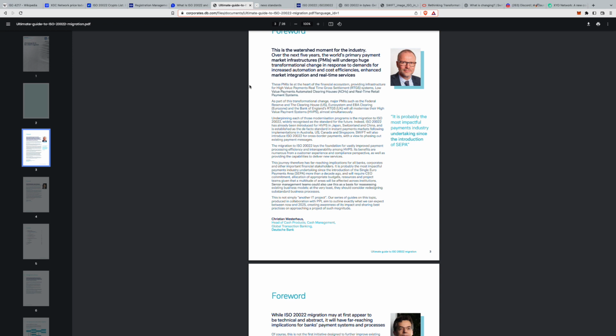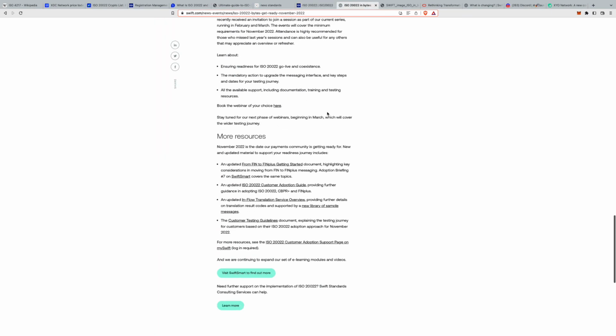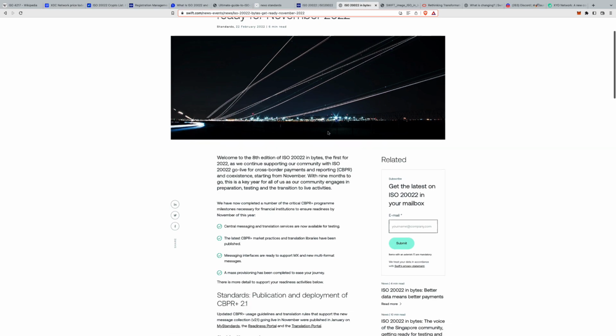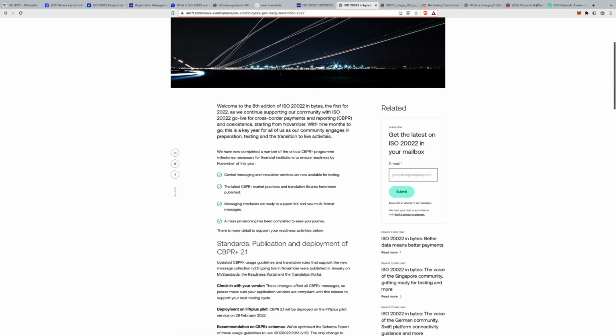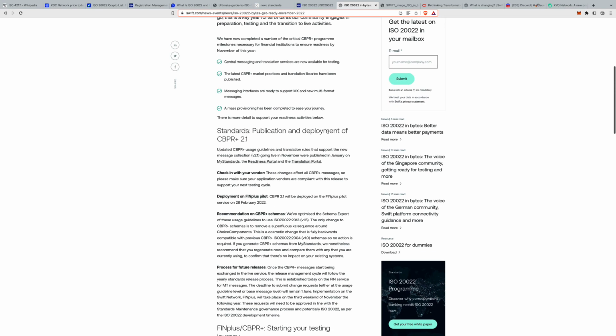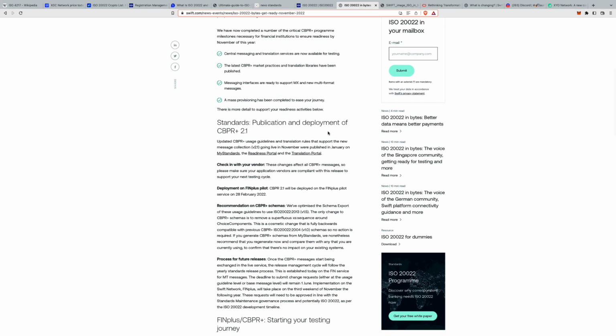Move first, move fast, migration of global market infrastructure is what it means for banks. I think we get all this. Now let's go to ISO 20022 in bytes, get ready for November 2022. This was on February 22nd of this year. They're going to go live for cross-border payments in November with 9 months to go. This is a key year.